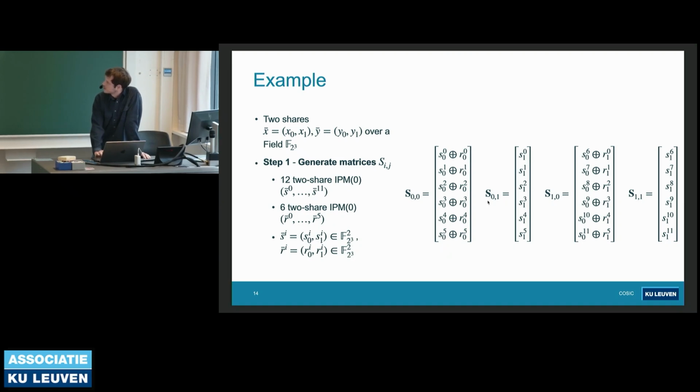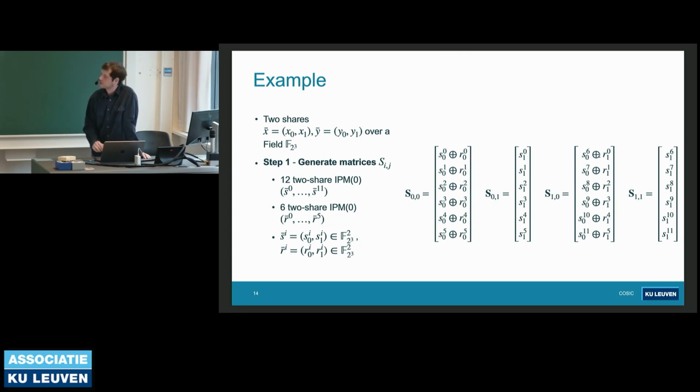For the second matrix, we now just take the second shares of this first half. So these elements Si from 0 to 5 and 0 to 5 here are the corresponding two shares of each of those maskings of 0. And similarly, we do the same for the second half.